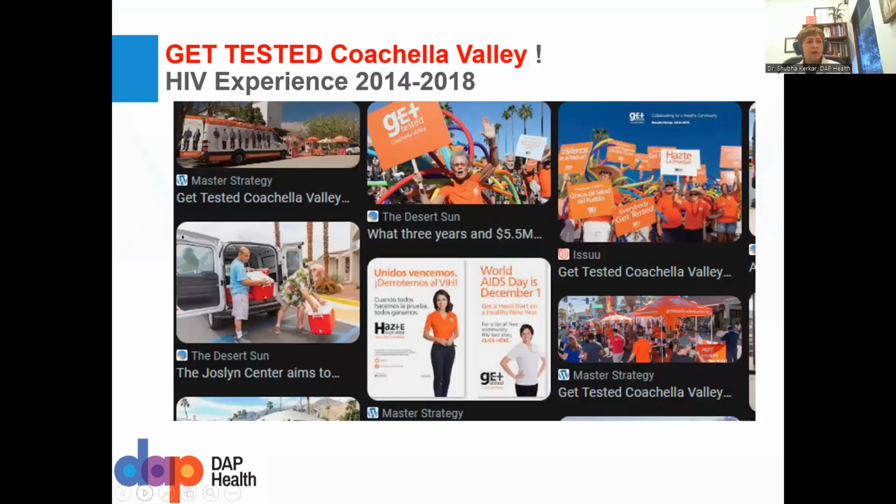So the model that we were going about was based on our HIV experience in something called the Get Tested Coachella Valley initiative that became a significant process started in 2014, and a 5-year experience was based on a projection to reduce transmission to the next generation. So if everyone knew their HIV status with free and escalated testing, linkage to care and treatment, that infection would be unable to be transmitted to a newer generation. Next slide.